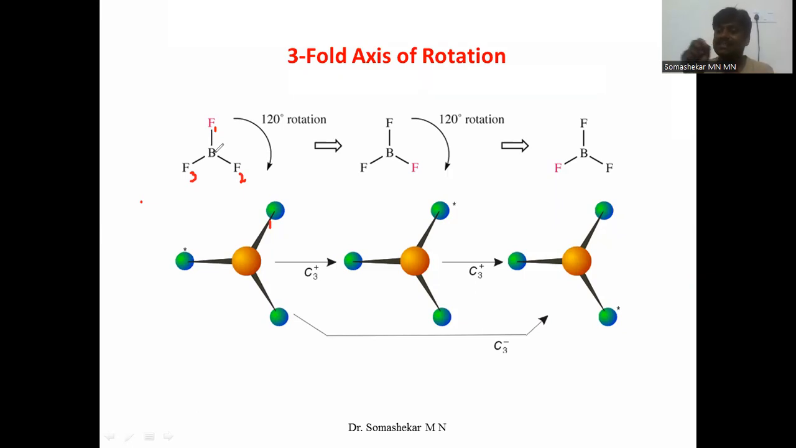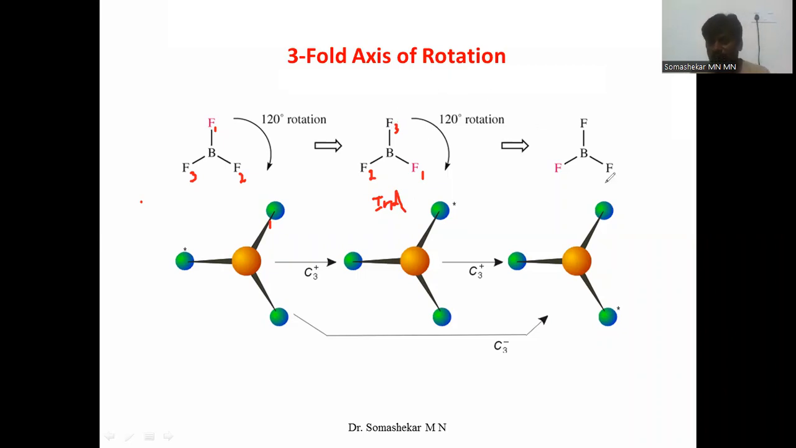C3 means n is equal to 3. That means you are supposed to rotate the molecule by 120, not 180. So that's why I am rotating by 120 degrees. Rotate the molecule 120: F1 comes here, F2 goes here, and F3. That means only the fluorine atoms are changed, but not its symmetry or geometry. So this is an indistinguishable molecule. It is not an identical molecule.